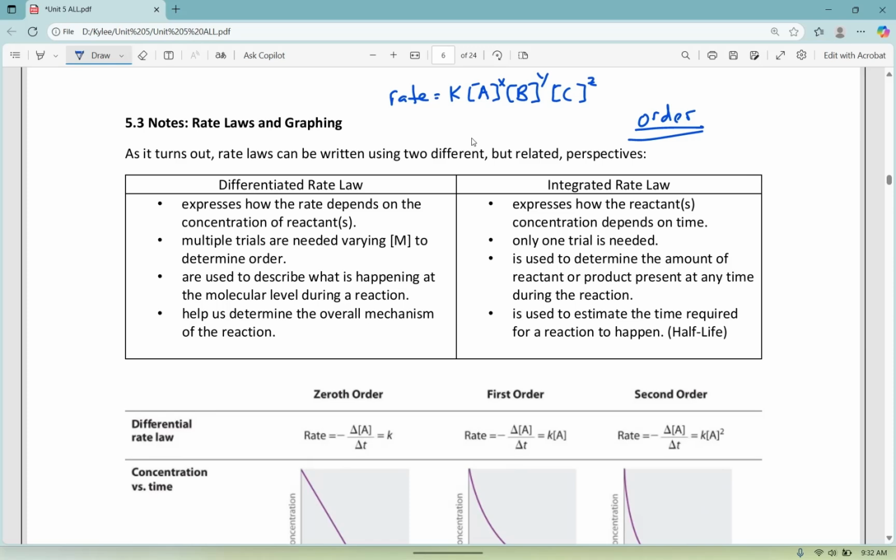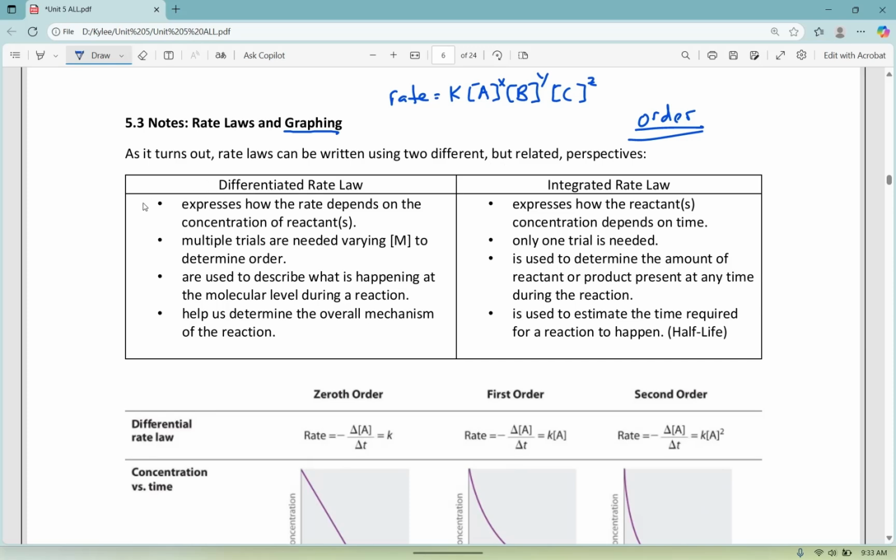Well, it should be no surprise that when we have equations, scientists love to graph. And so that's where 5.3 comes in: we're looking at the different types of graphing that we can do with these rate laws. Now, this gets into some math that is in the calculus realm, so we aren't going to be talking so much about the calculus or the math that goes behind it. We're going to be focusing on the result of the math. So we have 2 different but related perspectives.